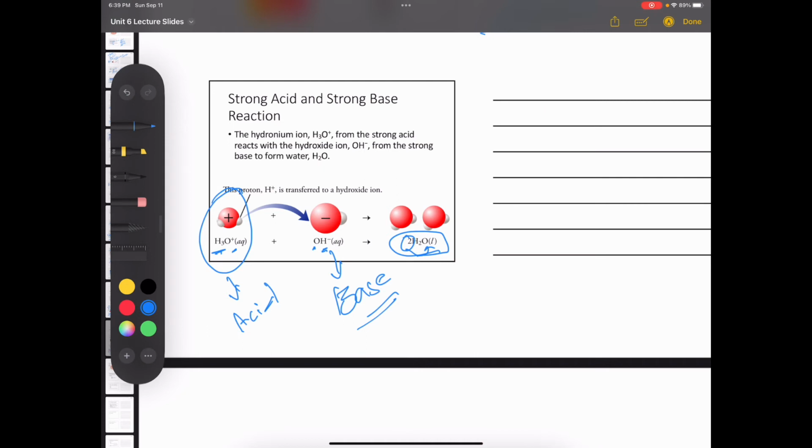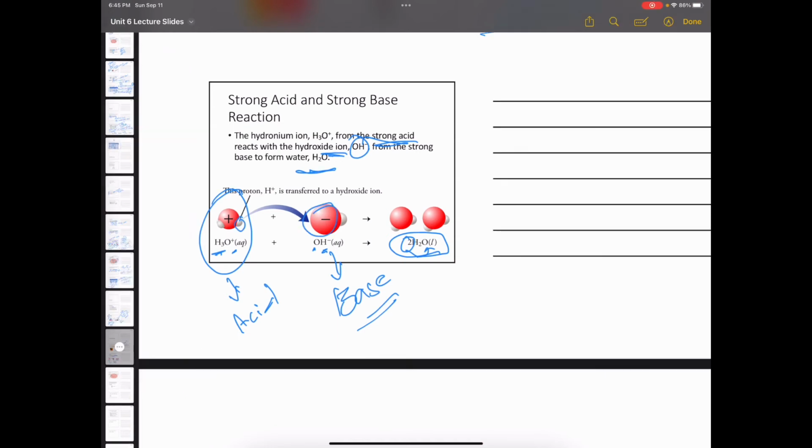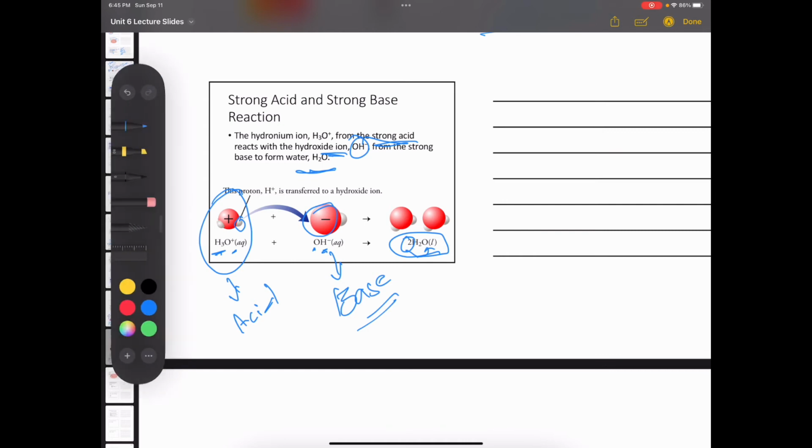So the hydronium ion, the H3O from the strong acid, reacts with the hydroxide, the OH from the strong base, to form water. Here we have the hydronium ion, which is the H3O, with O, H, H. We have 3 H's, and we have the positive charge for this one. And we have the OH, the hydroxide.